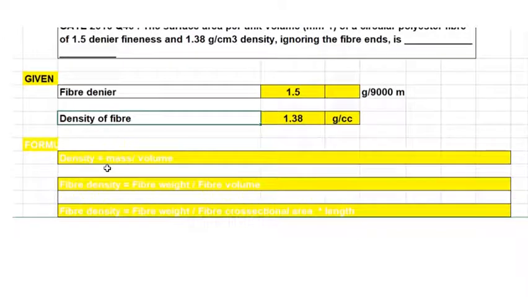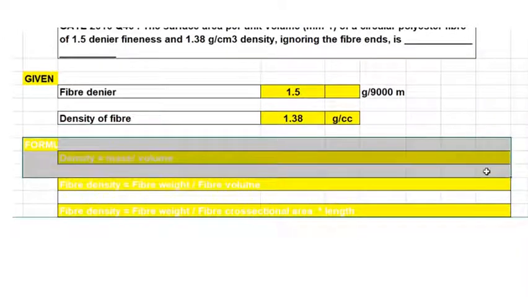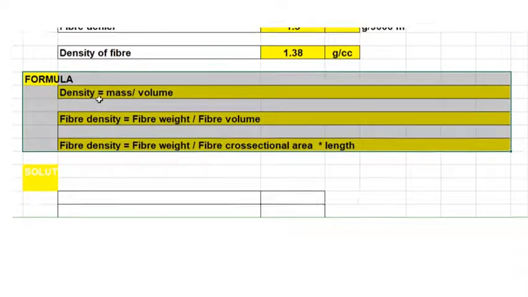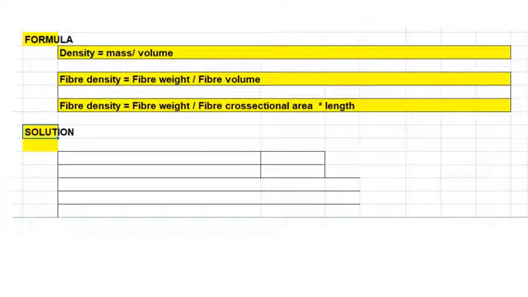Next, the formula that we need to know to find the required things: density, which is mass by volume, and fiber density is fiber weight divided by fiber volume. We put the formula for fiber volume, which is fiber cross sectional area into length. Only these things we need to know. So let us go into the solution for this problem.